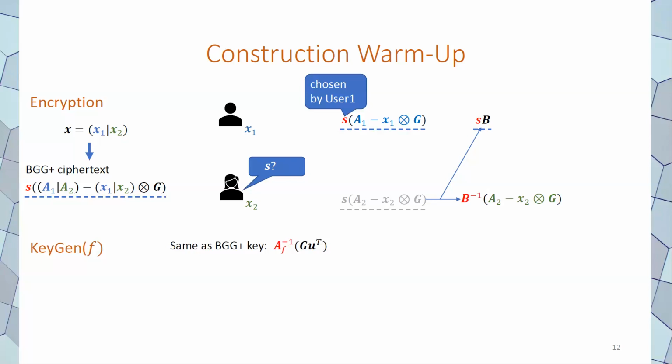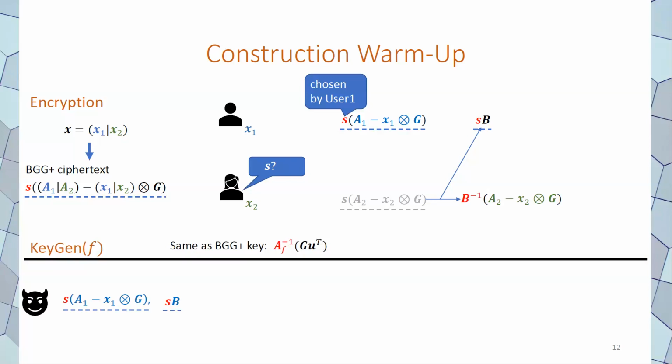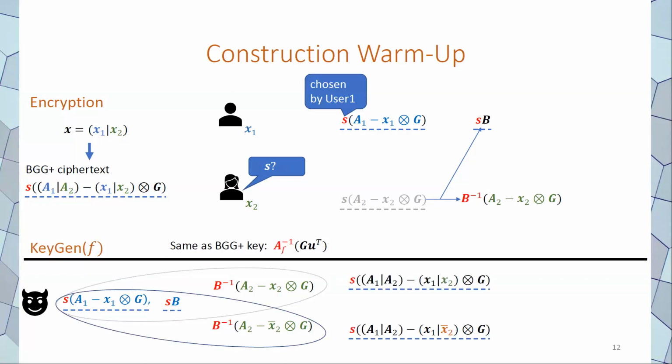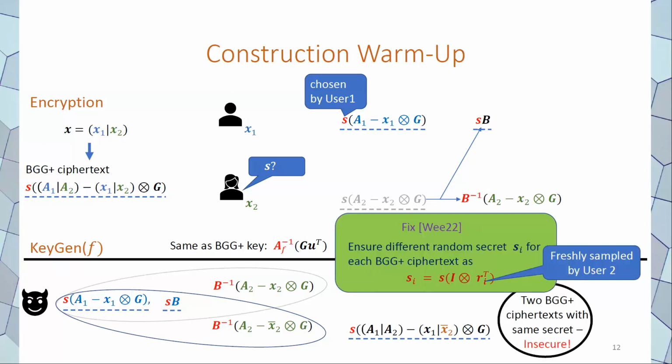Now, this brings us one step further ahead, but this is not secure. Basically, suppose the adversary gets two ciphertext components from user 2, let's say for attribute X2 and X2 bar. This gives us two BGG plus ciphertexts for attributes X1, X2 and X1, X2 bar. But both of them are using the same secret, which makes it insecure. So what we want is that these secret terms should be different for different ciphertext components. Using an idea from B22, we want S to be Si, which is S times I tensor Ri transpose. And now these Ri's will be chosen by user 2.